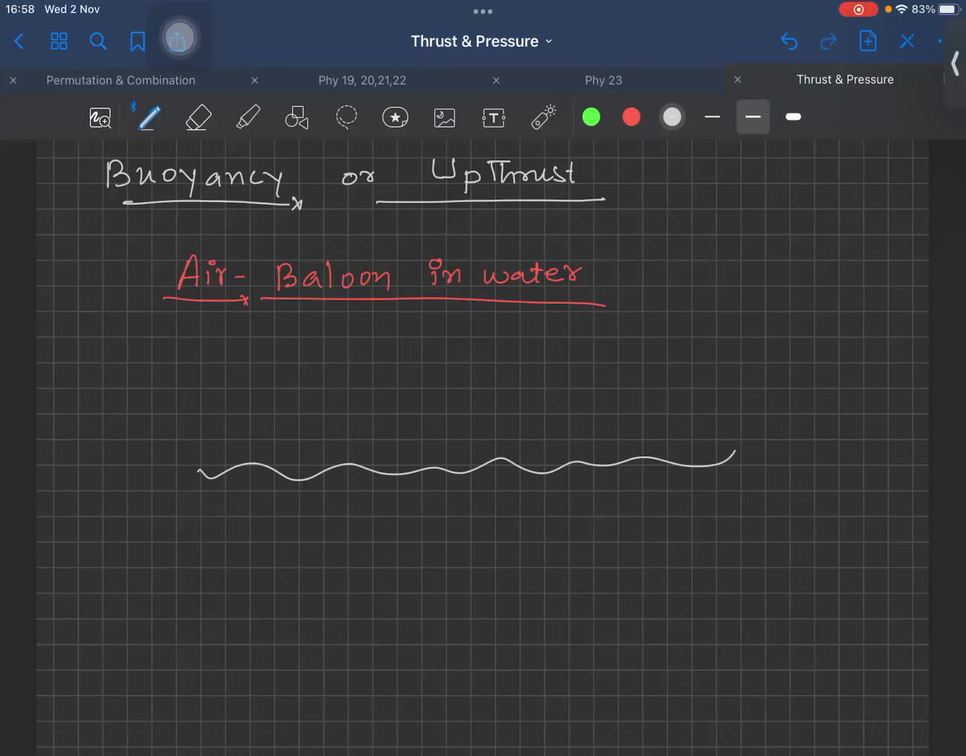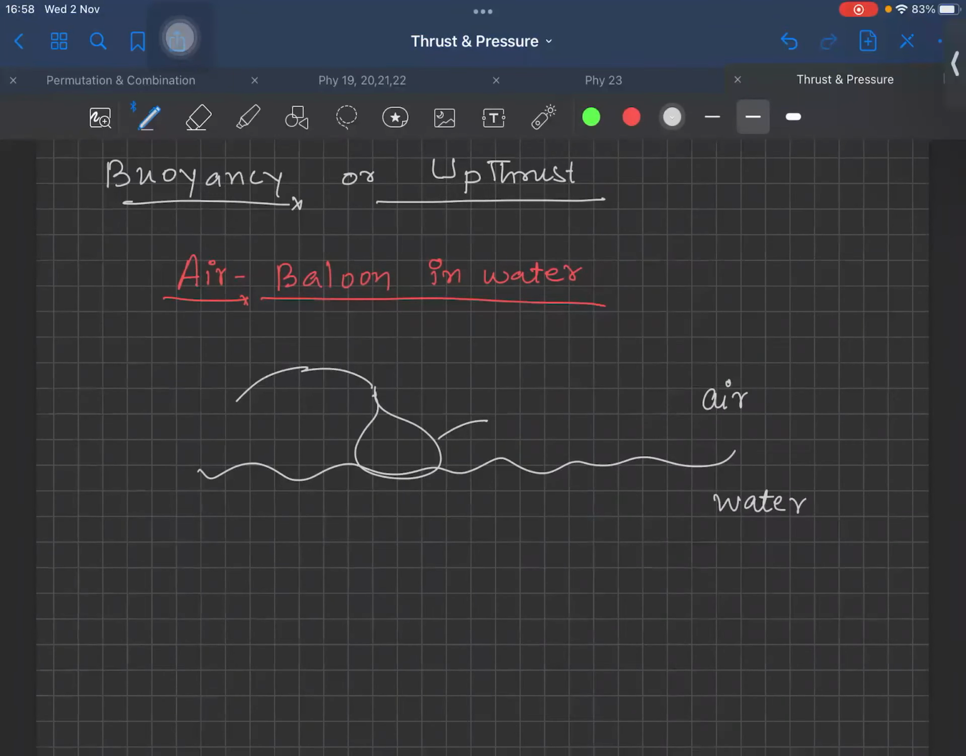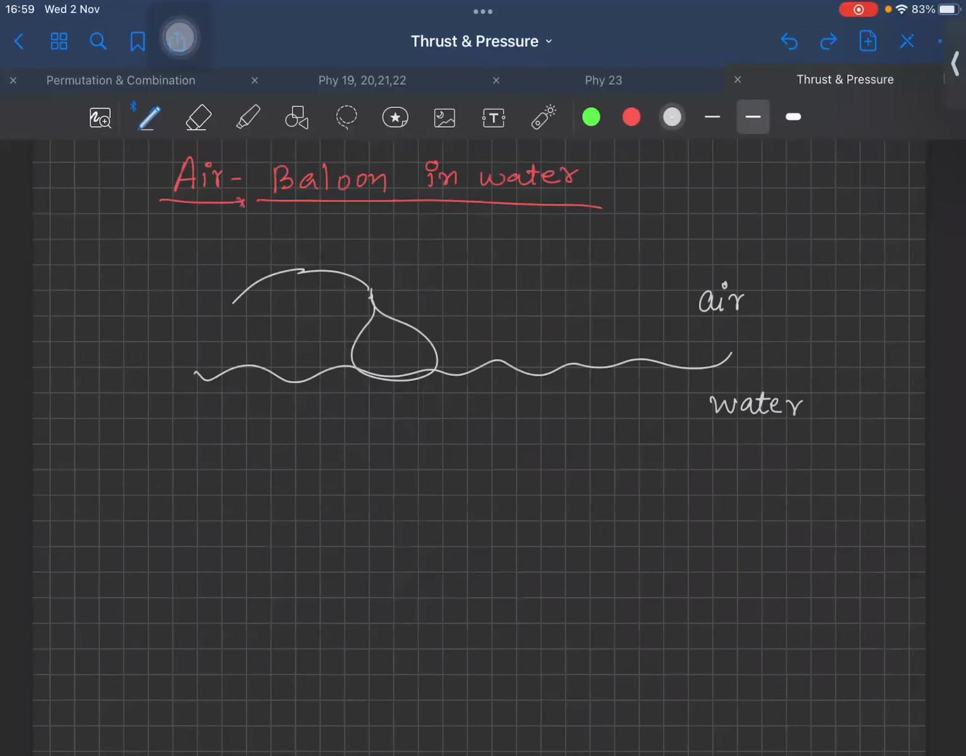Okay, let's say this line represents air here and water here. If you just keep that balloon, let's say with some thread or whatever you have, it will be staying there, right? If you fill air inside the balloon, it will be here only. But if you put some water and you just leave it, the balloon will partially come inside the water, right? Okay, we'll come back to this diagram again.